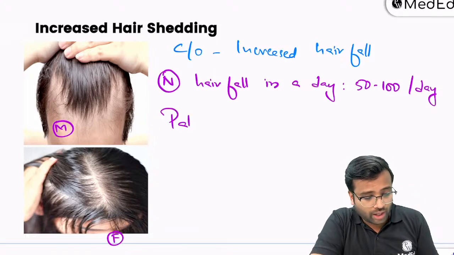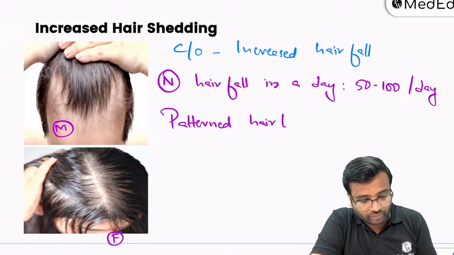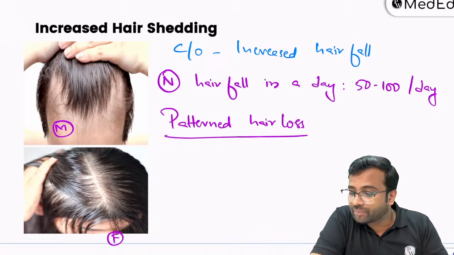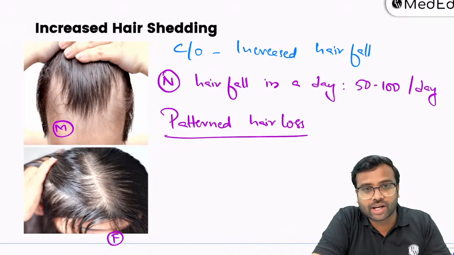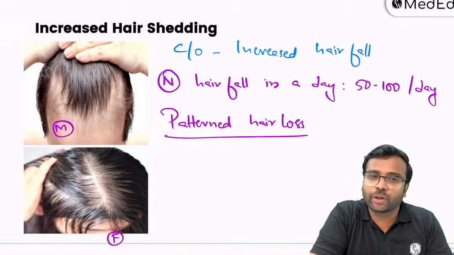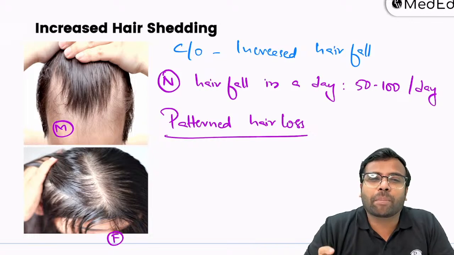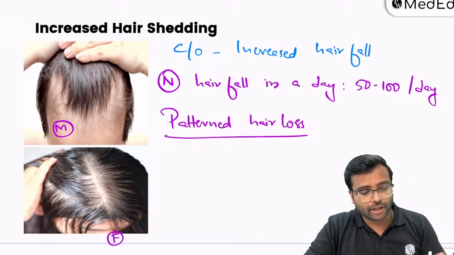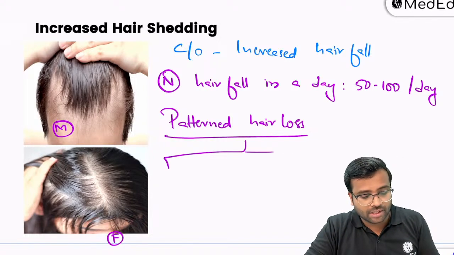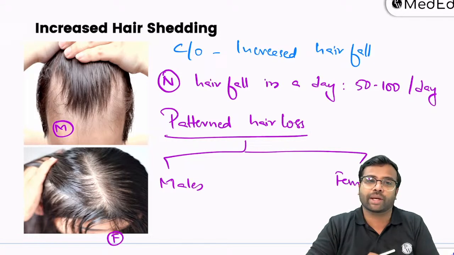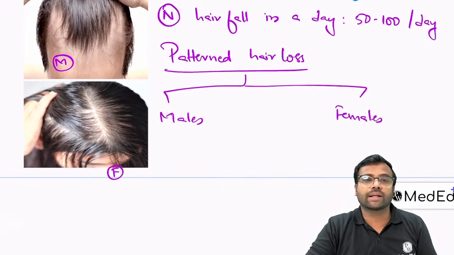So, what is this disease where we can see a patterned hair loss? Why do I say, yes, doctor, 50 to 100 strands a day is going to be normal? No. Sorry. So what do you mean by a patterned hair loss? Patterned hair loss means there is a specific pattern which you can see in males, and there is a specific pattern that you can see in females. So that is called a patterned hair loss.